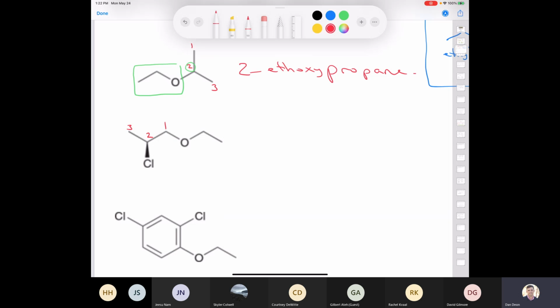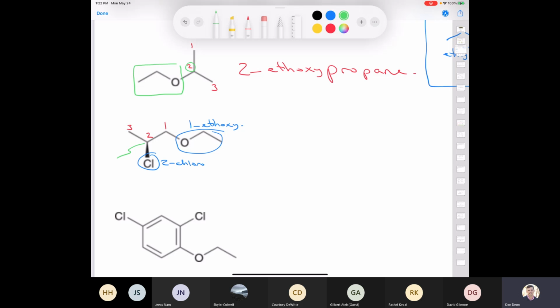So the 2-chloro would come first, based on alphabetical order. So this would be 2-chloro-1-ethoxy, and it's a propane. Maybe I'll spell the whole thing out here. So the only thing that's left to figure out would be the stereochemical configuration at carbon number 2. I got it figured out in my mind.